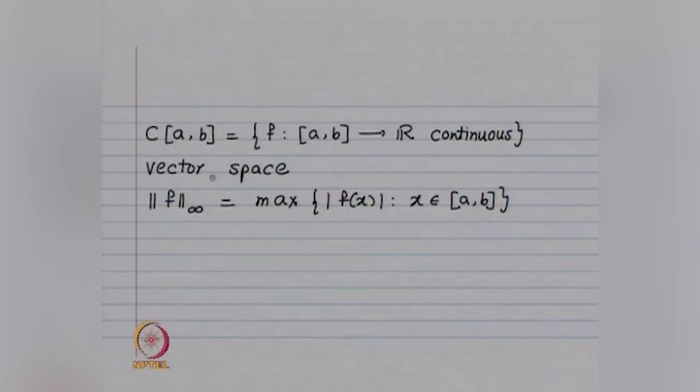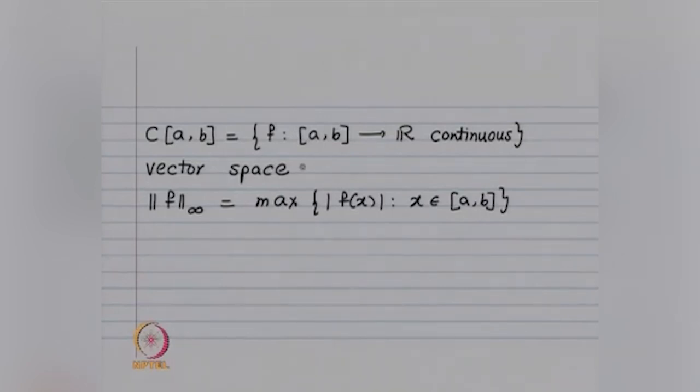So, our setting is going to be C[a, b], which is the vector space of real valued continuous functions defined on the interval [a, b], and the infinity norm or the maximum norm of a continuous function is the maximum of the modulus of f(x) when x varies over the interval [a, b].